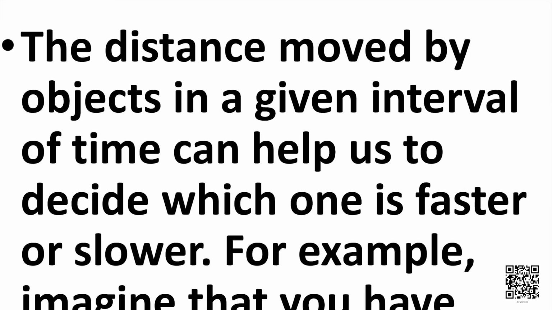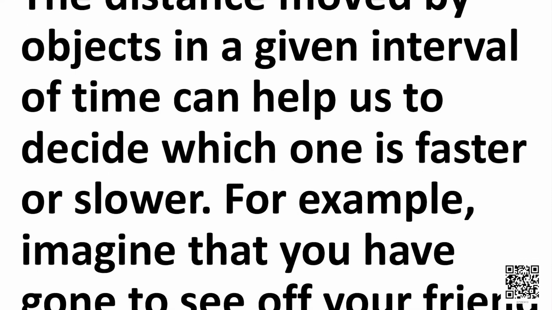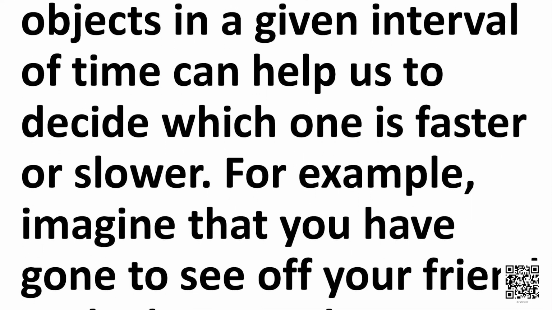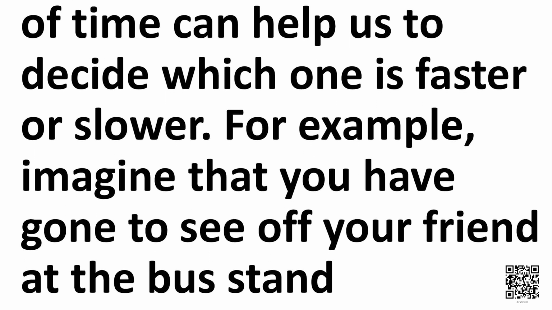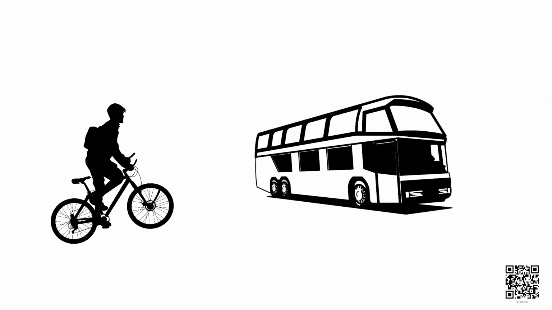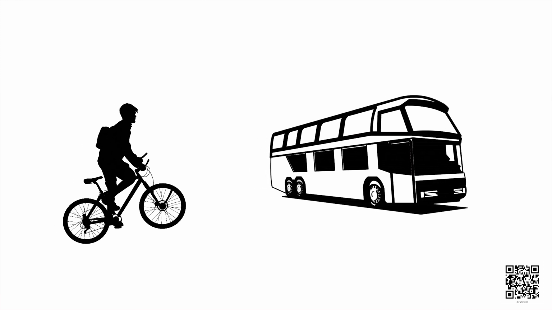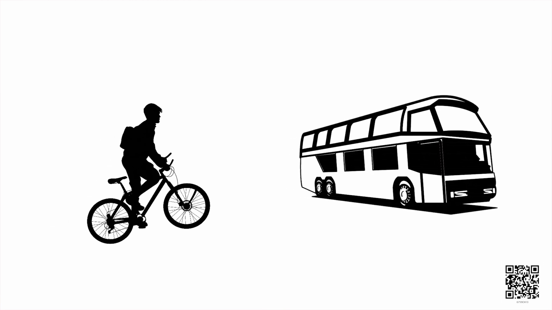By the way, moving forward, the distance moved by objects in a given interval of time can help us to decide which one is faster or slower. For example, imagine that you have gone to see off your friend at the bus stand. And suppose you start pedaling your bicycle at the same time as the bus begins to move. So the distance covered by you after 5 minutes would be much smaller than that covered by the bus. So would you say that the bus is moving faster than the bicycle? Certainly yes. Now we often say that the faster vehicle has a higher speed.